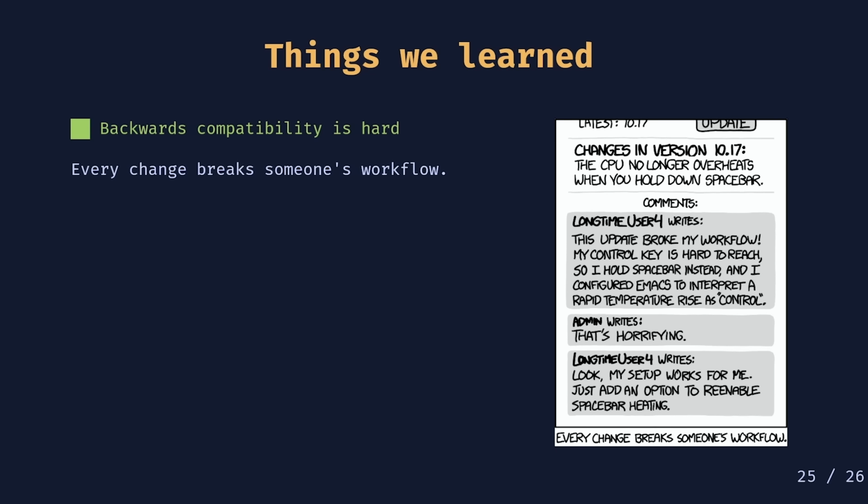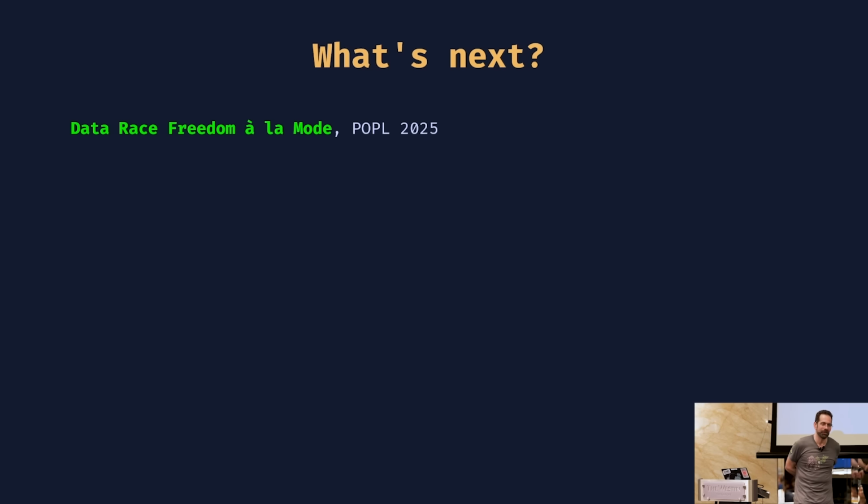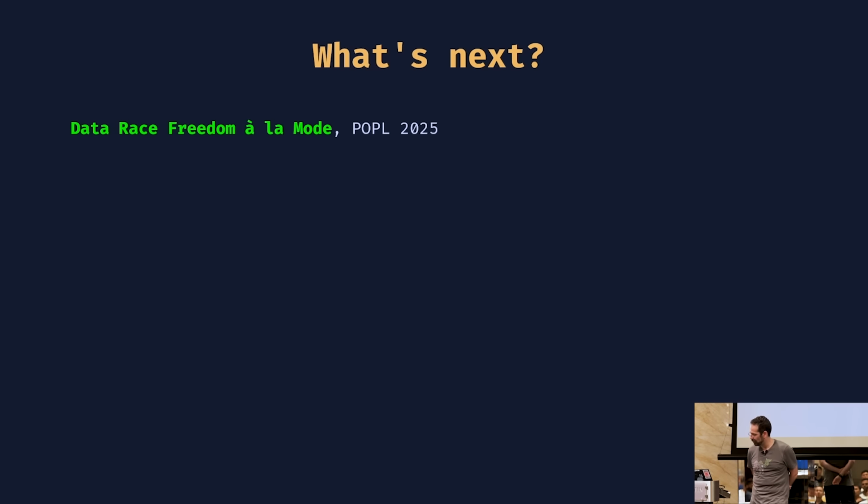So that was a long story about a nice paper with some good research and good ideas and the painful set of realizations as you try and bring that into production. We're doing that again. So there's a nice paper called Data Race Freedom à la Mode. It won the Distinguished Paper Award at POPL in 2025. And this is about, in some sense, the second half of the parallelism problem.